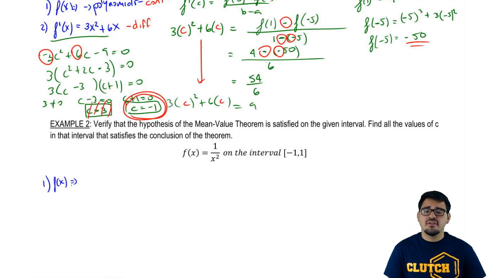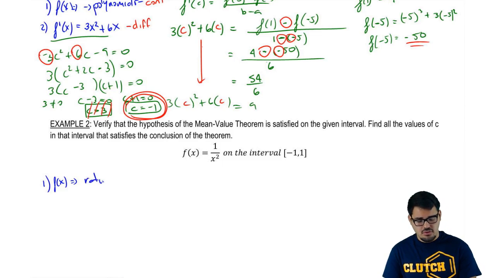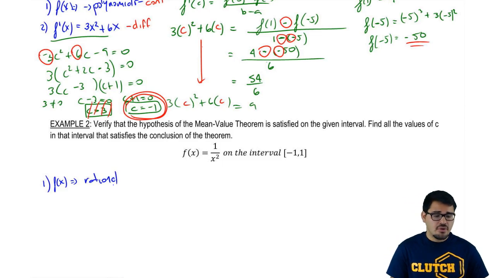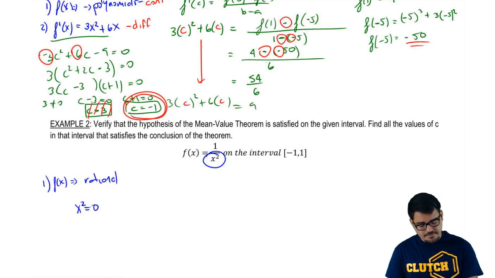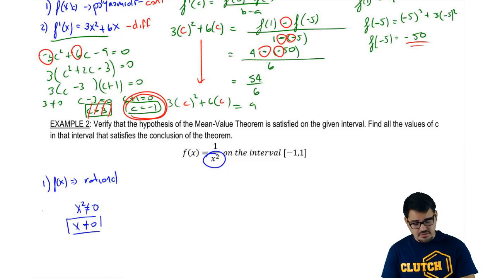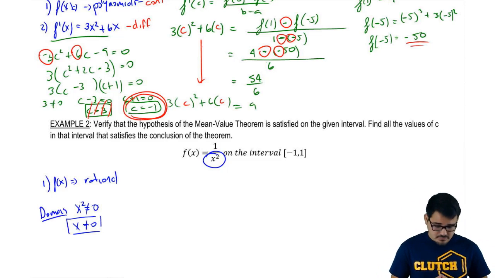Well, f of x is a rational. Okay, so whenever I have a rational, what do I care about? I care about setting the denominator equal to 0. Okay, so I set the denominator equal to 0, x squared equal to 0, or not equal to 0 for my domain. It's going to be x not equal to 0. It means that f is not continuous at 0, right? So we're computing the domain or its continuity, however you want to look at it. That means that I am not continuous at 0.